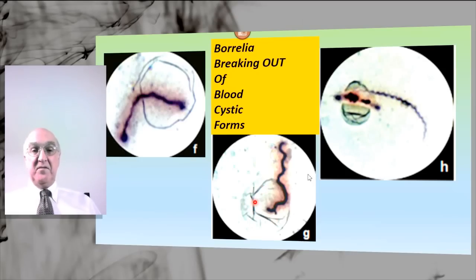Let's look at the wrinkles. We saw that in lecture number 1. Spirochete has now escaped and is going into the human blood. It's broken out.